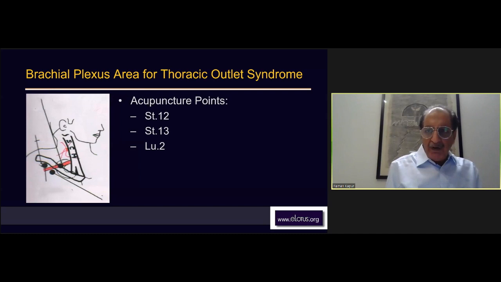So the additional PNST treatment is in addition to the normal PNST treatment, the basic PNST treatment and the dermatomal PNST treatment, which I've already told you. For a condition like thoracic outlet syndrome, the acupuncture points which you will be pricking will be Stomach 12, Stomach 13, and Lung 2.